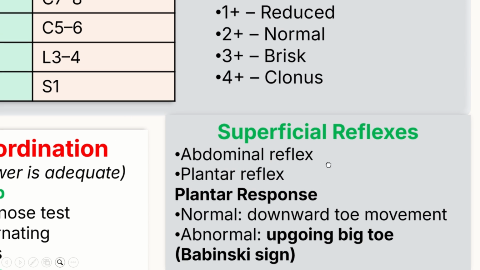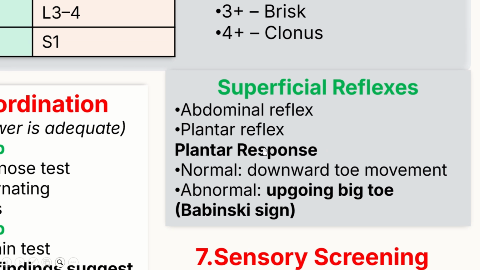Normally you use a monofilament that you're going to pass on the patient's foot, starting from the heel, going towards the little toe or the small toe, and then horizontally to the big toe. Most of the time, the response is that the toes are going to move downwards. But when we have upper motor neuron lesions, the toe is going to actually go upwards, and that is what we call the Babinski sign, or the positive Babinski sign.